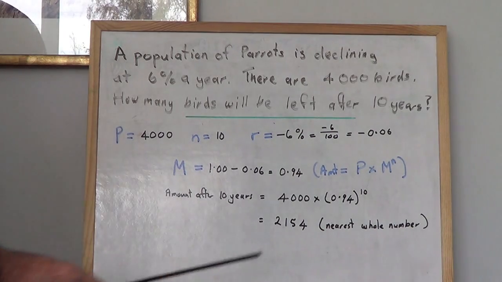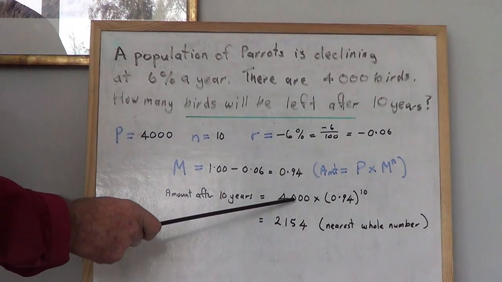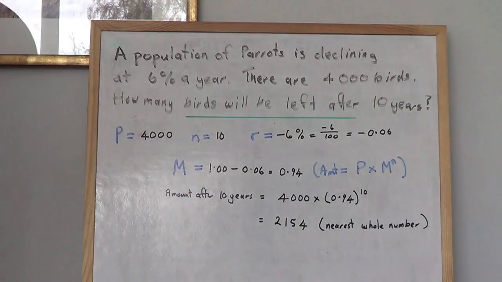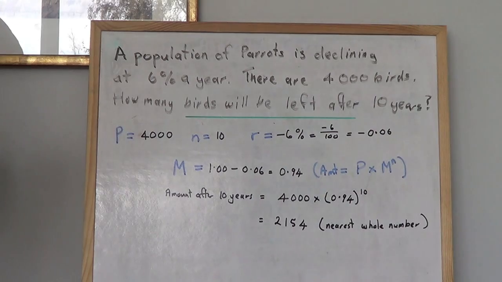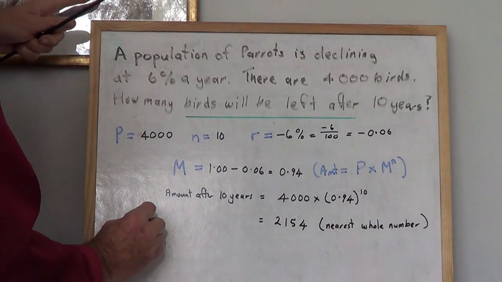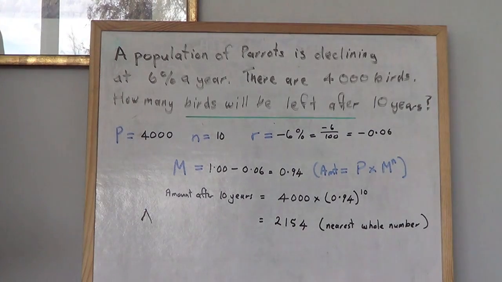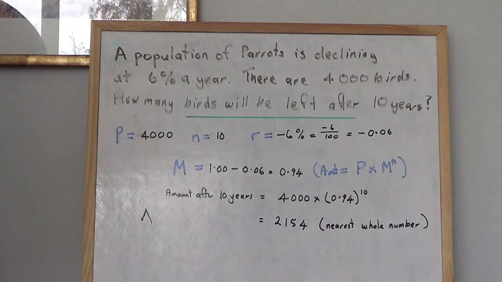So the amount after 10 years is 4,000 times the multiplier to the power of 10. Work that out on your calculator. So you just go 0.94. The power symbol on your calculator is this. Do that to the power of 10, then multiply by 4,000. The answer is 2,154 to the nearest whole number.